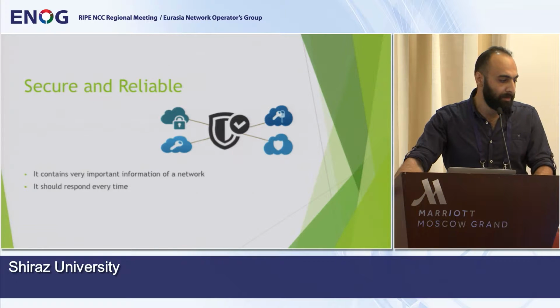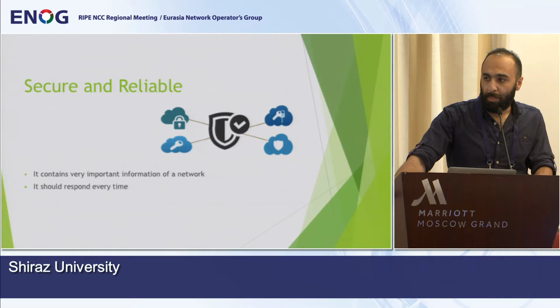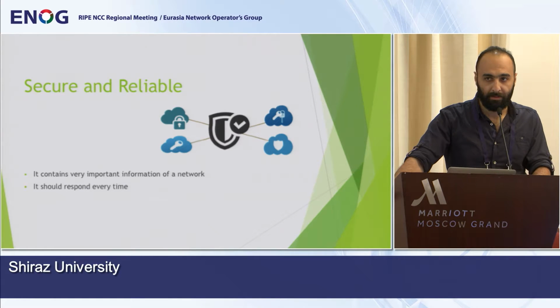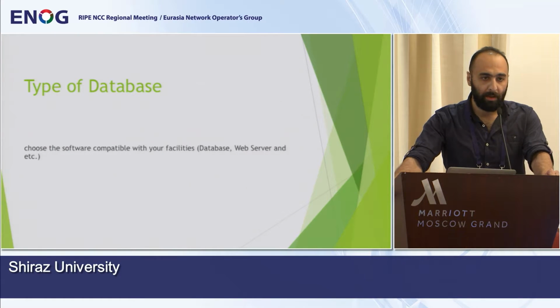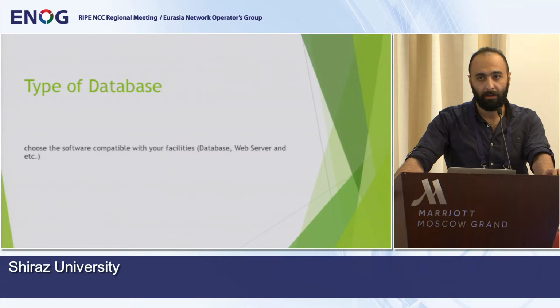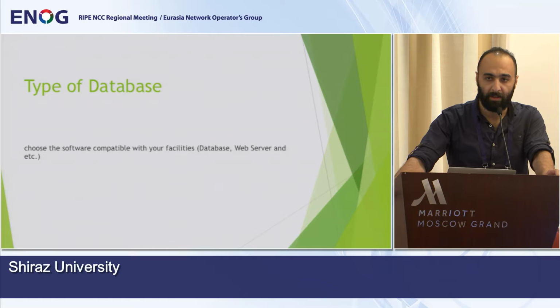The next one is security and reliability. We put all of our information in the database, so we should take care of that. Also, we need it every time, so it should respond every time. The next feature is the type of database. When we want to choose an IPAM, we have to consider our facilities, hardware, software, and platform. For example, if you have Linux machines, we can't install Windows-based software on them.